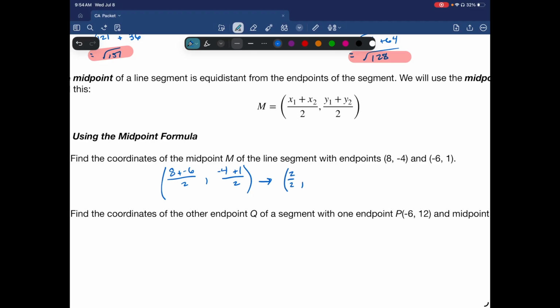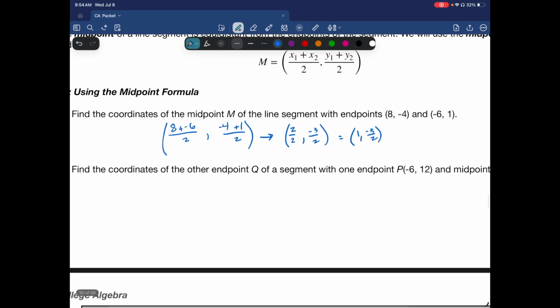Negative 4 plus 1 is negative 3 over 2. I'll simplify this, and that's going to give me 1 comma negative 3 halves. So that would be my midpoint.